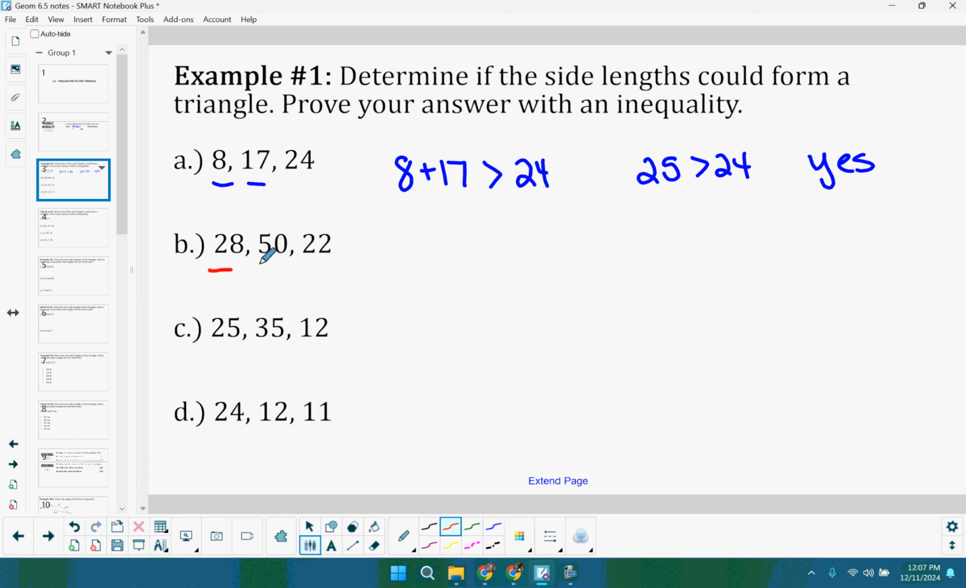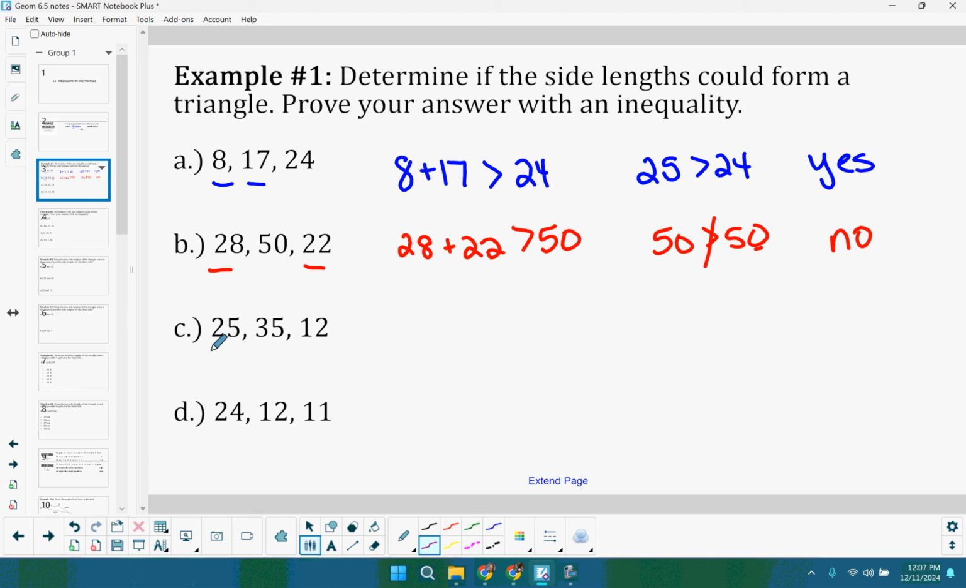For the next one, the two smaller pieces are 28 and 22. So I'm going to add 28 plus 22 and compare that to the 50. So 28 plus 22 is 50. 50 is not greater than 50. 50 is equal to 50, so this is no. It cannot be equal. It has to be greater than.